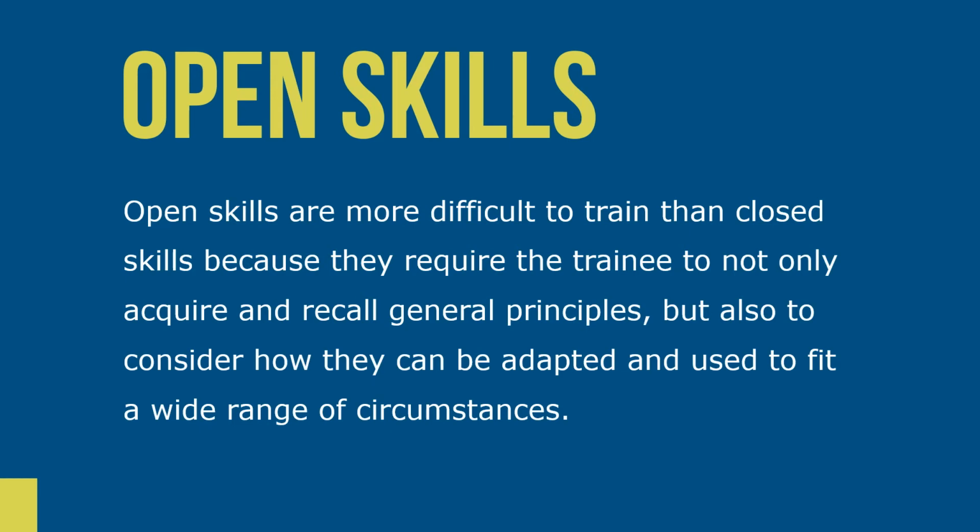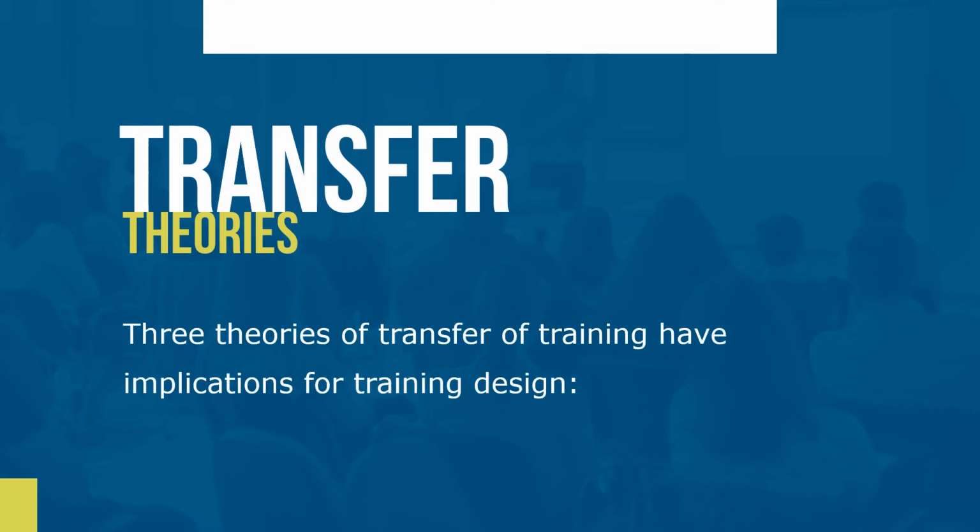Open skills are more difficult to train than closed skills because they require the trainee to not only acquire and recall general principles, but to also consider how they can be adopted and used to fit a wide range of circumstances. Three theories of transfer of training have implications for training design: the theory of identical elements, the stimulus generalization approach, and the cognitive theory of transfer.